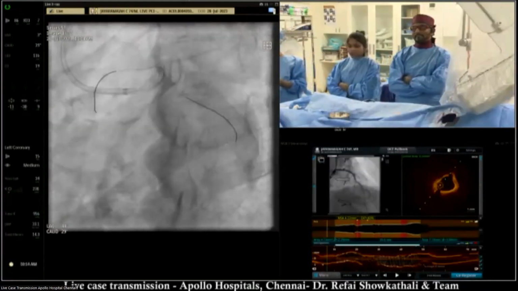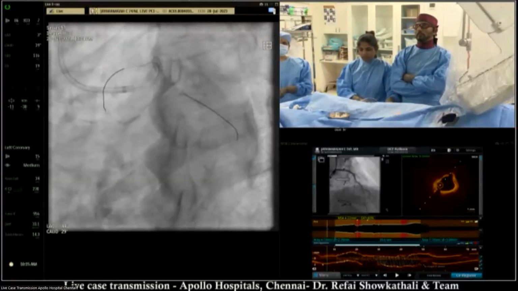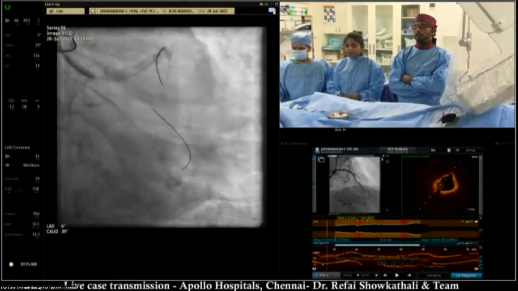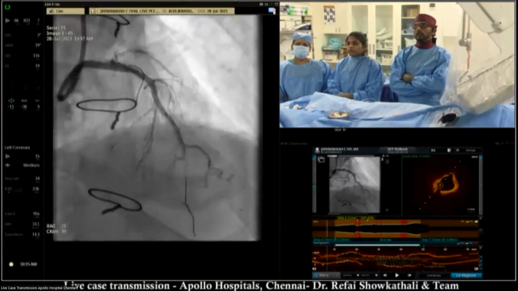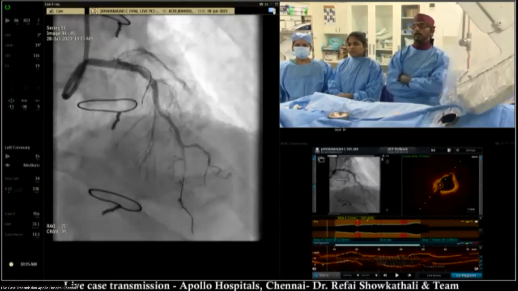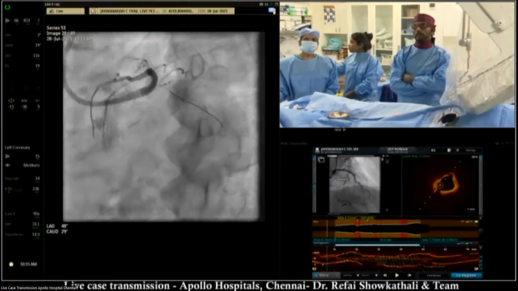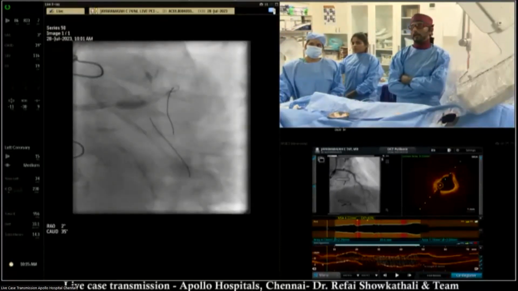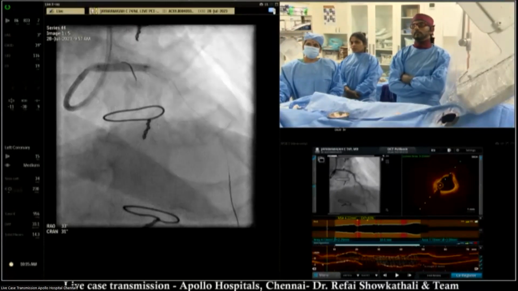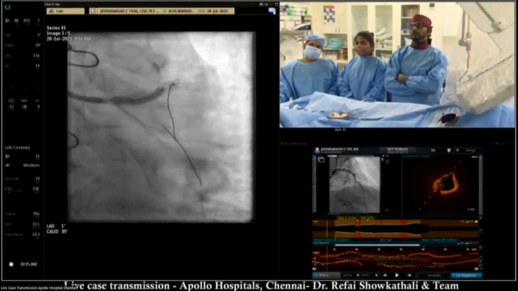Yeah, Refai, we are back with you. So let's go back to the pictures where we stopped. We deployed the mid LAD stent, a 2.75 by 23 millimeter stent. Back one. And then we all agreed that we'll use a 3.5 balloon to pre-dilate the ostial LAD and the proximal left main. Back one. Yeah, so that's the one. This is the 3.5 by stent. Back one.